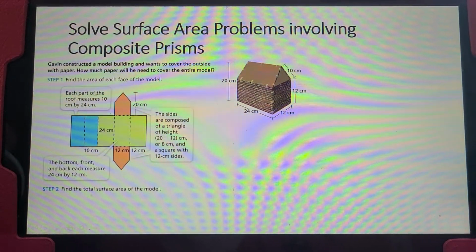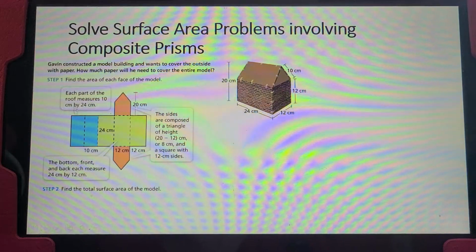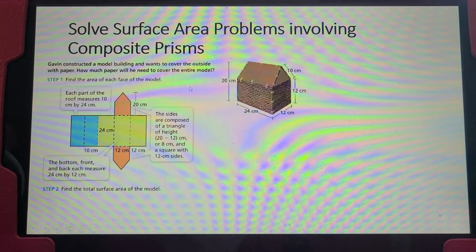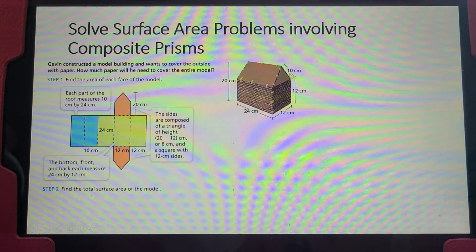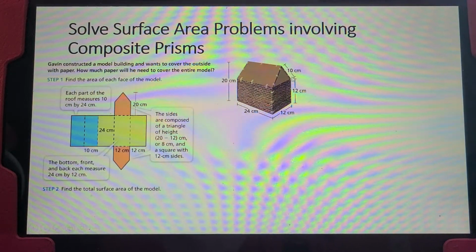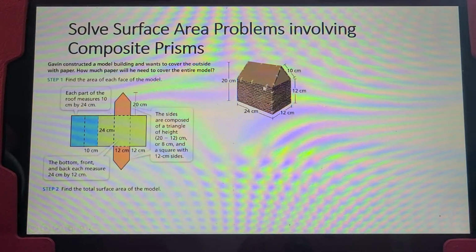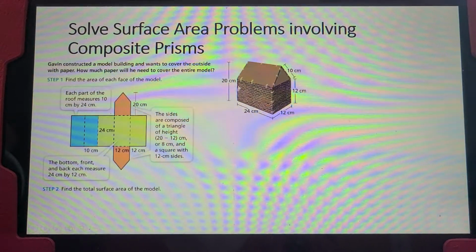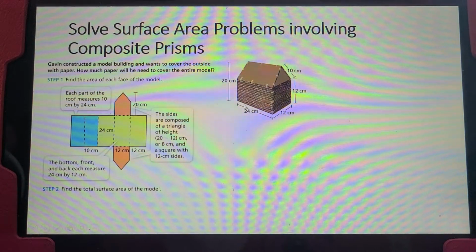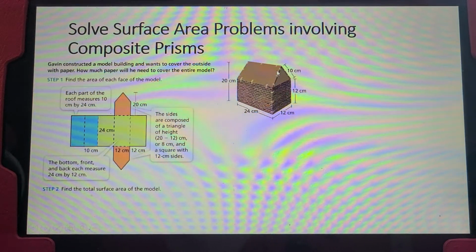So each part of the roof should measure 10 centimeters by 24 centimeters. Now if you look at the roof, you see the slant right here that is indicating the length of this edge of the roof. And the reason it's saying by 24 centimeters is because this edge right here is the same as this edge down here. So we want to make sure that we are using 24 centimeters when we go and solve these later.